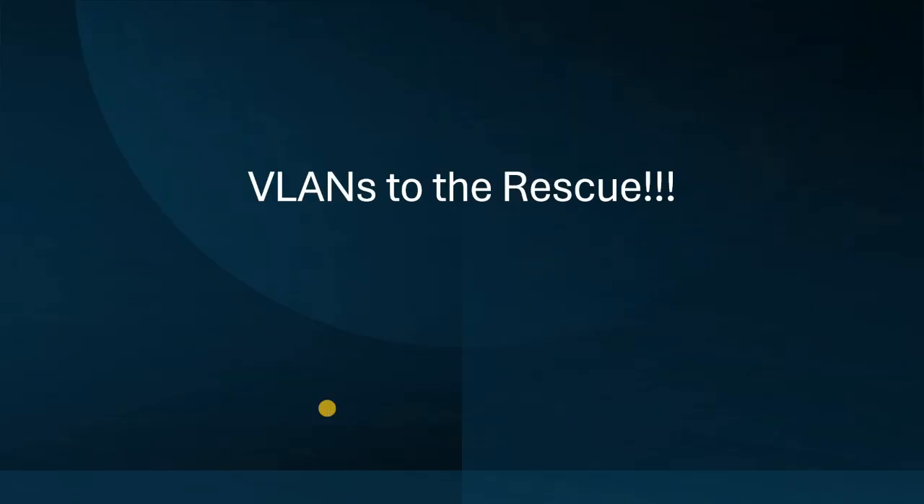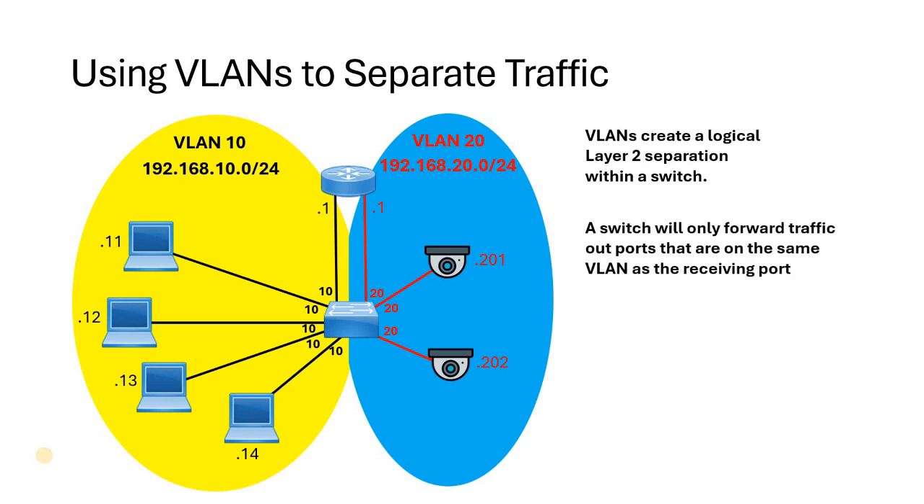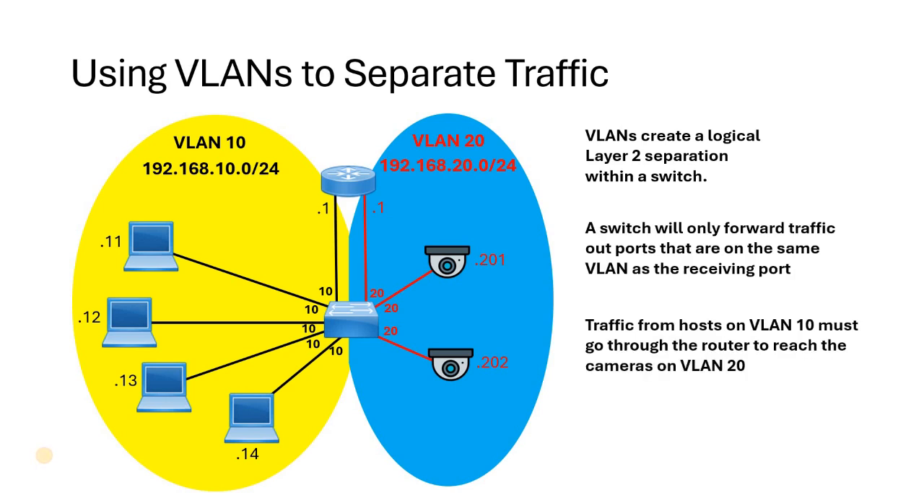We can solve the problem of needing to separate traffic without buying additional hardware by creating VLANs. VLANs create a logical layer 2 separation within a switch. A switch will only forward traffic out the ports that are on the same VLAN as the receiving port, and traffic from hosts on VLAN 10 must go through the router to reach the cameras on the other VLAN.